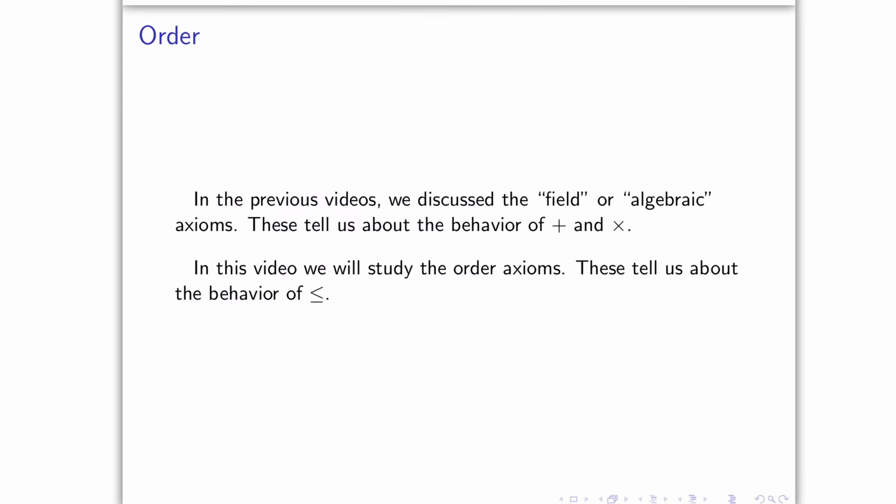Now, in the previous videos, we've discussed the field or the so-called algebraic axioms, and these are called algebra because they have to do with plus and times, which we often associate with algebra. But in this video, we're going to talk about the less than or equal to symbol, which is to say the ordering on the real numbers.